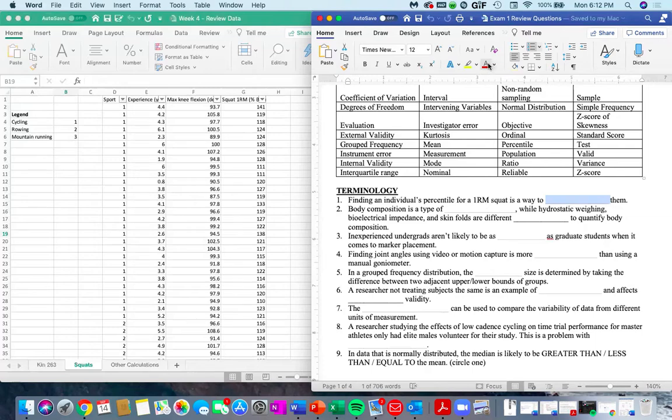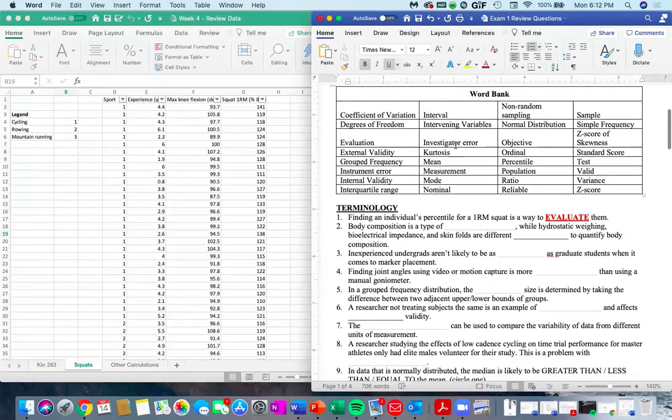Okay, so I'm going to put these in red and I'll type answers as we go. So we're evaluating. And that's one thing to note about the word bank: some of the words have to be changed slightly to be grammatically correct. Some people say evaluation, that might sound right, but it doesn't sound right. Anyways, there's only so many ways that I can write stuff in the table.